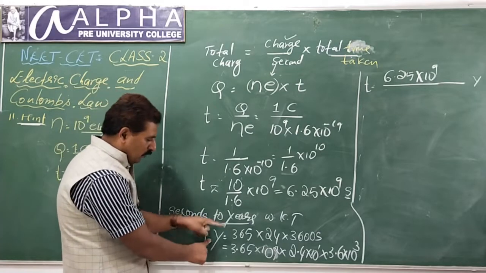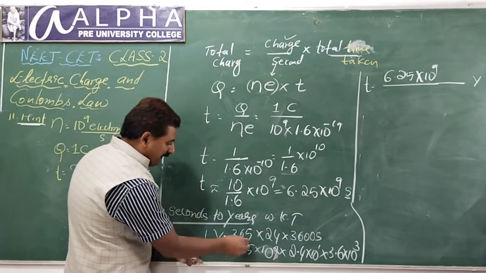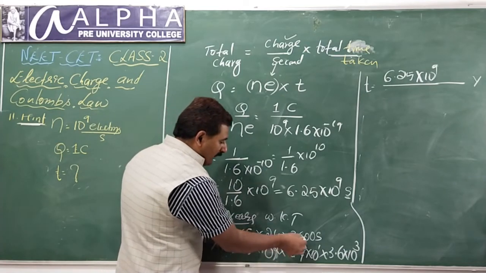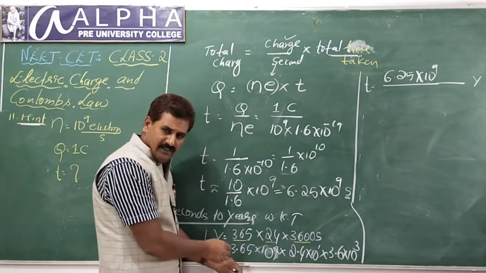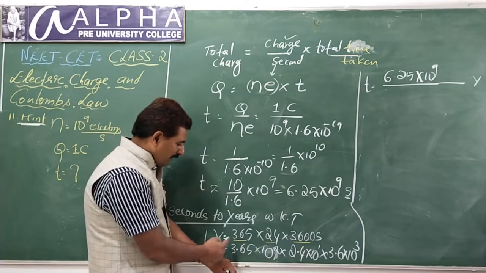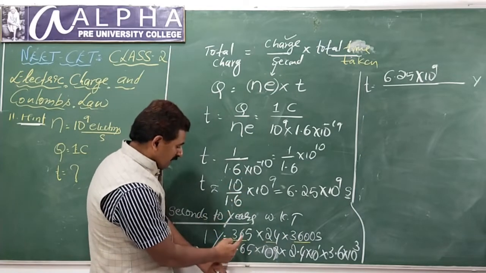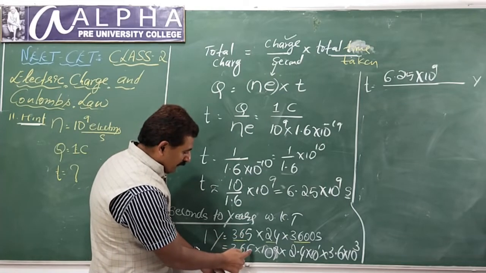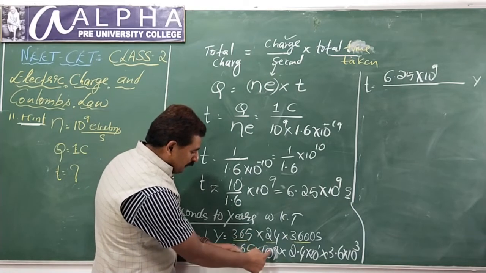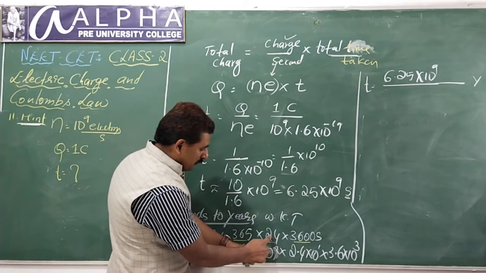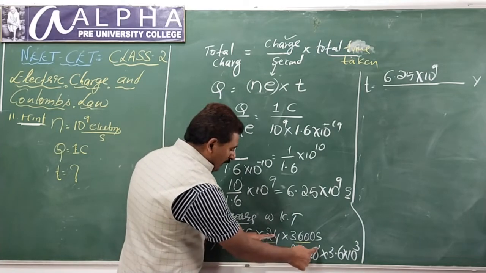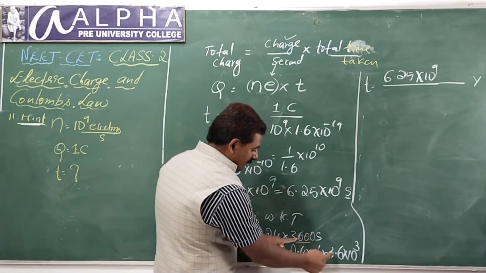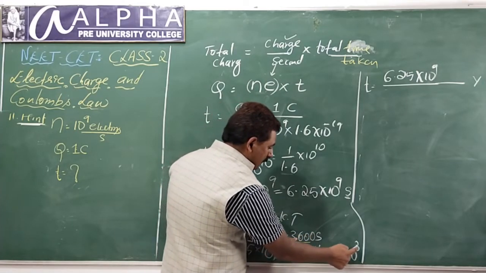What is 1 year? 1 year is 365 days. 1 day, 24 hours. 1 hour, 3600 seconds. Do you know? Yes. Simple thing. Now, for my simplification, it is the 100th place. If I write 3.65 10 power 2, 100 means 10 power 2. This is the 10th place, 2.4 if I write 10 power 1. This is thousands. If I shift by 3 places, 3.6 10 power 3.